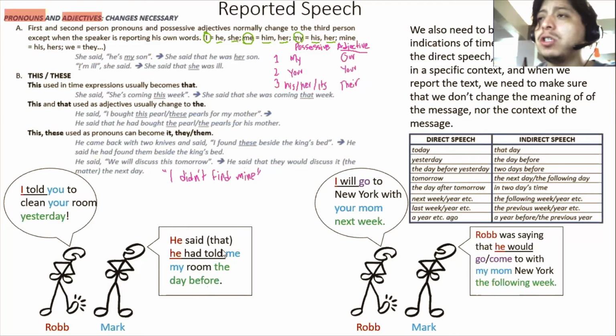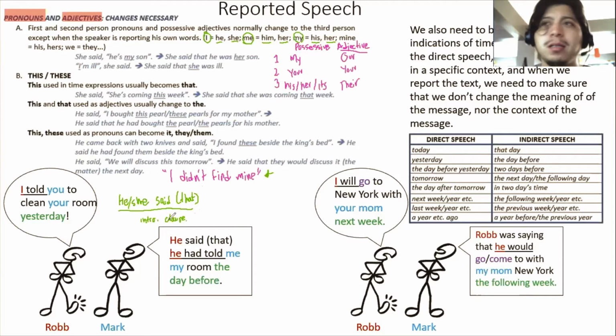So when we change this to the reported speech, we start with, again, he or she. We don't know. I mean, we need to know who said this. Who is the person who said this? So he or she said that. Remember, that is always optional. That is why it is always in parentheses. This is the introduction clause. This clause is clarifying that this sentence isn't my sentence, it's another person's sentence, okay? So he was saying, or she said, or he said that. Remember, I changes to he or she.